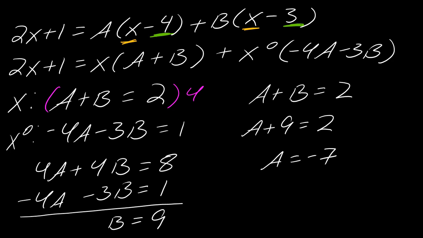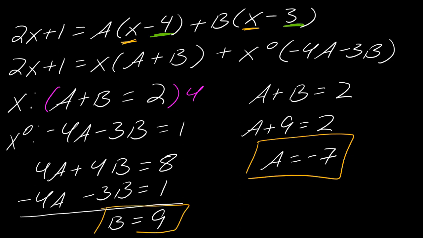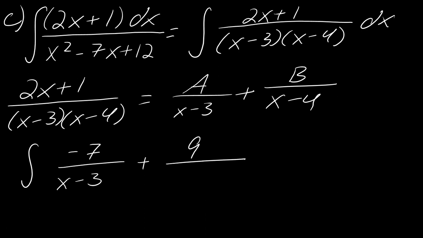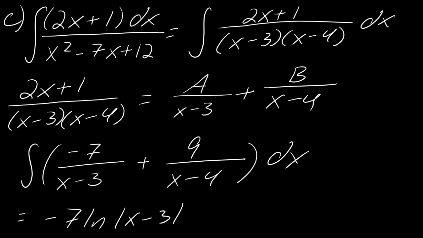So now I can plug all that into my integral. So let's go back to the beginning. And I'll just highlight these. So this was a equals negative 7, b equals 9. Okay, so now I've got negative 7 over x minus 3 plus 9 over x minus 4. So here's what I need to integrate. And so then this will give me negative 7 times the natural log of x minus 3 plus 9 times the natural log of x minus 4, all of that plus c.